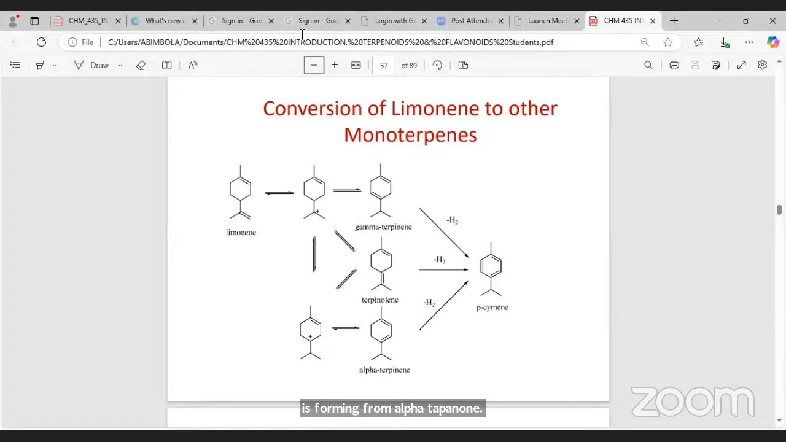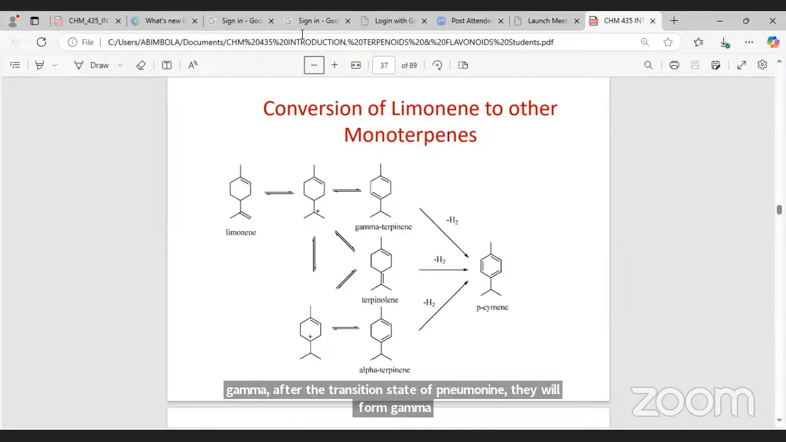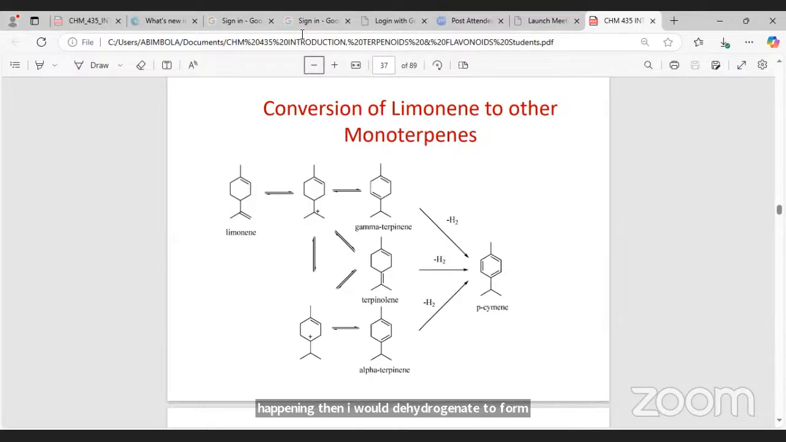So what we need to talk about is that I can move from my limonene to gamma after the transition state of limonene, that will form gamma terpinene. Then I will dehydrogenate to form paracymene. Or from limonene, I'm going to move to a transition state that would give me terpinolene. Then when I dehydrogenate, I'm going to form paracymene. I can also move from limonene, form the transition state for alpha terpinene that will dehydrogenate to give you paracymene.